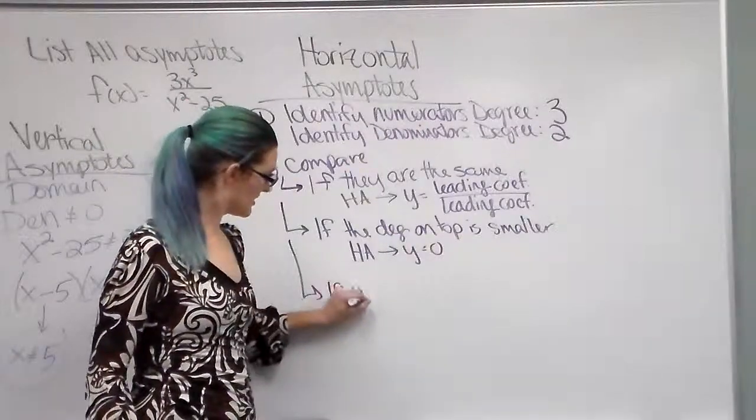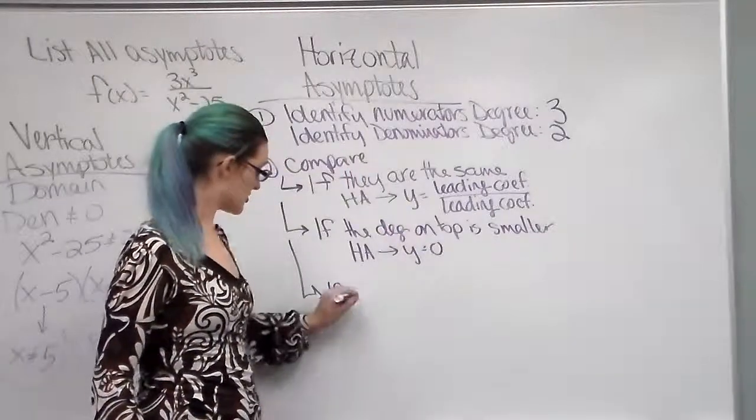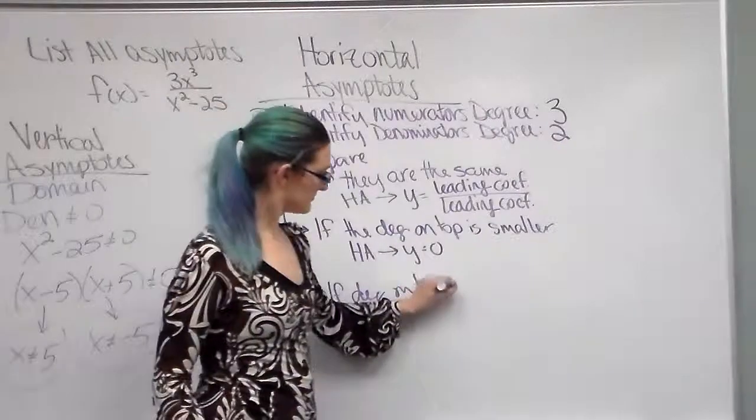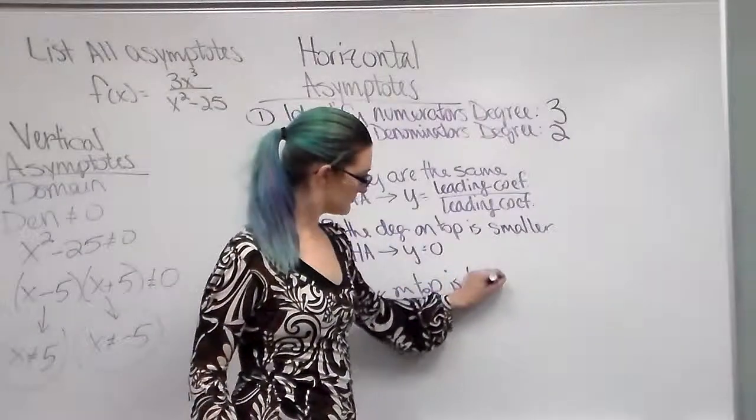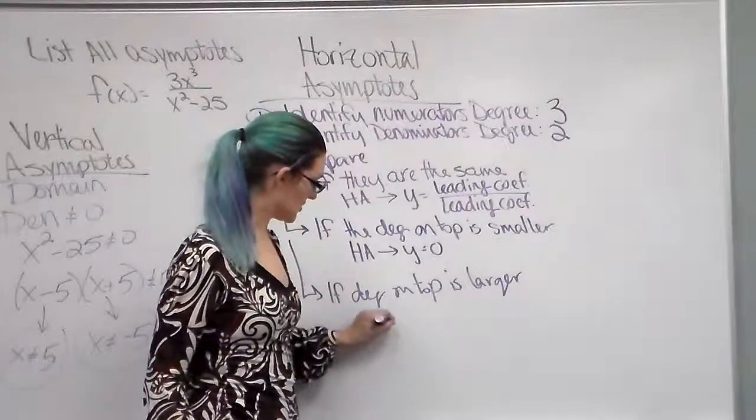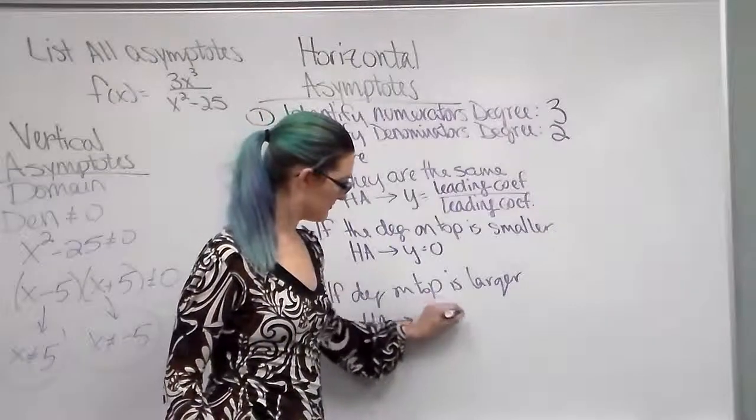If degree on top is larger, horizontal asymptote, there isn't one.